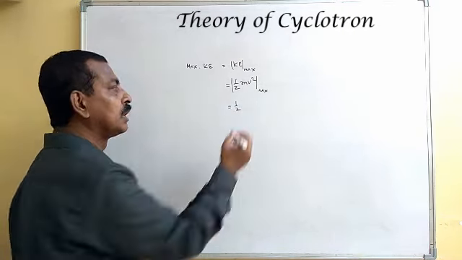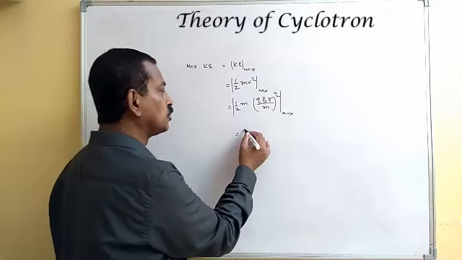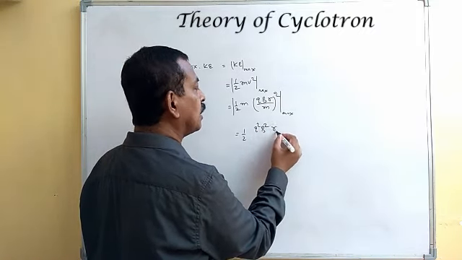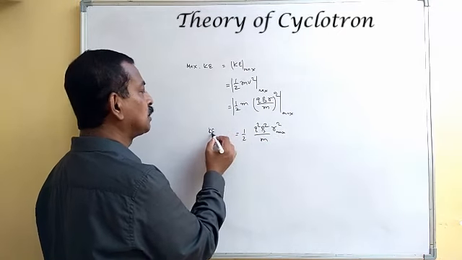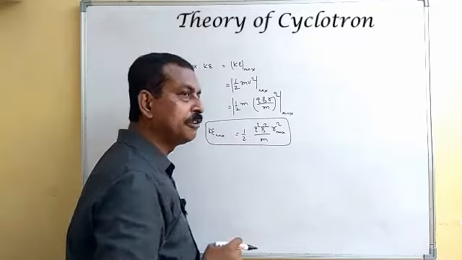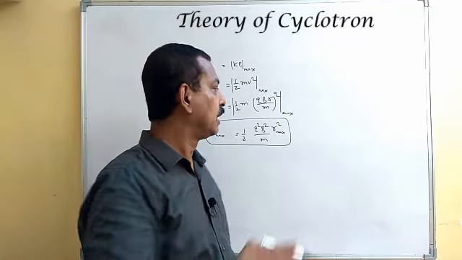Now for the velocity, the expression was qBr by m. So it is the square of this quantity, and then we take its maximum value. So this will be equal to half q square B square r max square by m. So this is the maximum kinetic energy possessed by the charged particle in a given cyclotron.